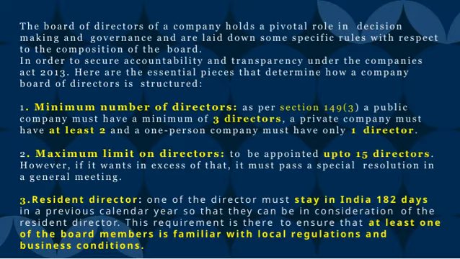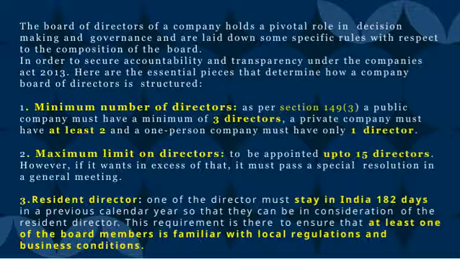The board of directors plays a crucial role in decision-making and governance within a company. There are specific rules that govern how the board is composed, mainly to ensure accountability and transparency, especially under the Companies Act of 2013. First, let's look at the minimum number of directors required. For a public company, you need at least 3 directors. A private company must have a minimum of 2, and a one-person company can operate with just 1 director. These minimums help ensure there's enough oversight and expertise on the board.